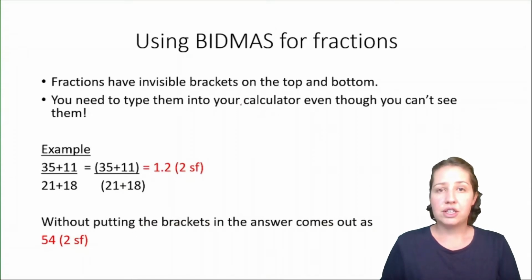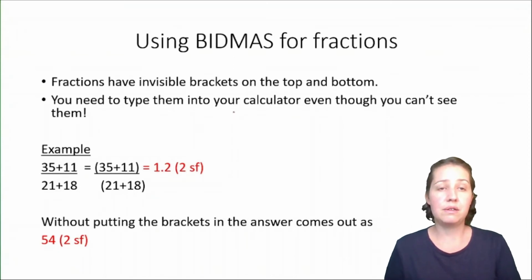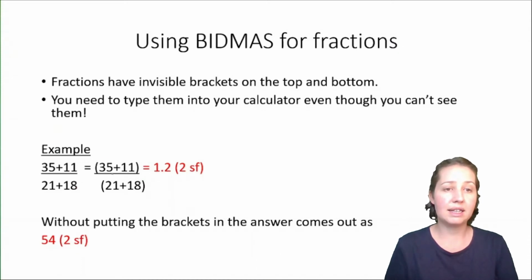If you're doing fractions, there's something that you need to know. They have invisible brackets on the top and the bottom. People often don't know this. And even though they're not written, when you're typing in this calculation into your calculator, you need to put those invisible brackets in. So if we do this as an example, 35 plus 11 divided by 21 plus 18, each of those has an invisible bracket around it. And that means that the brackets get done first before the division.